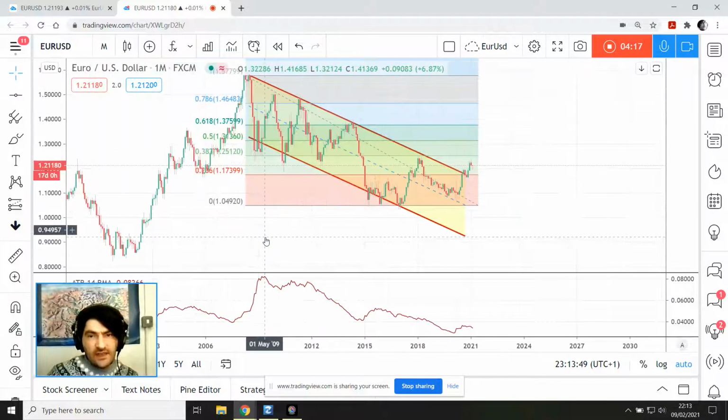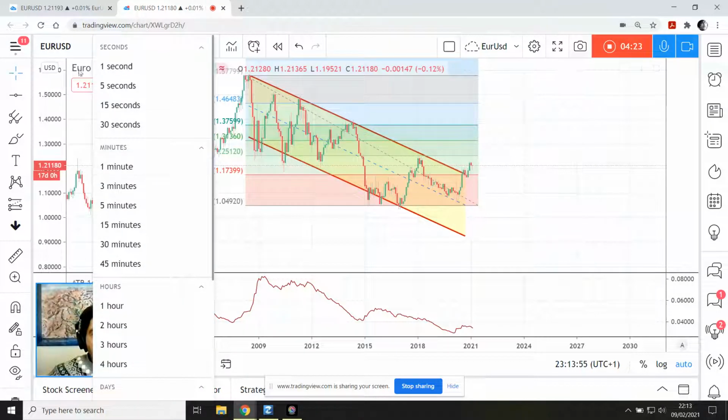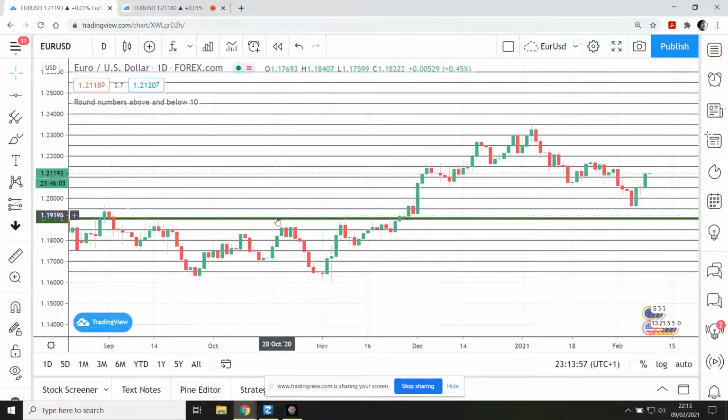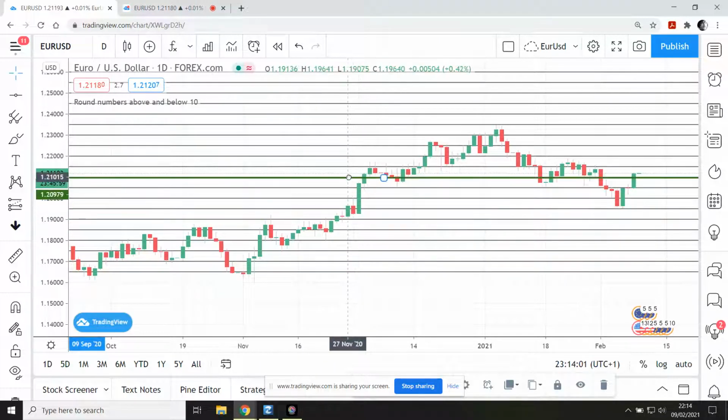So all of that to say that that's where we are on the monthly, and we need to look at that and say, how does price interact around round numbers? That's where we're trying to figure this out. There's 121 there. Okay, lovely. And we've just broken above it. We were below it, and we've broken above it.